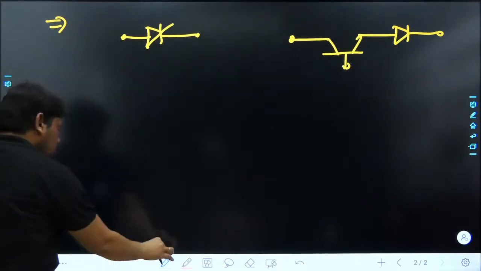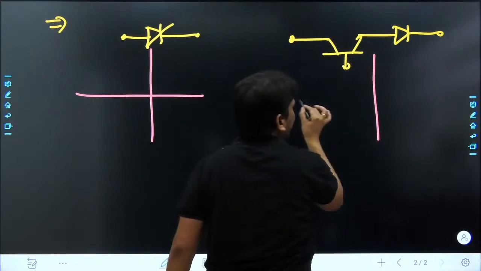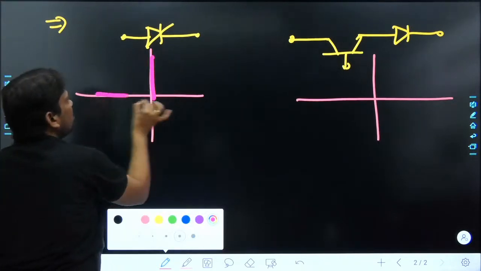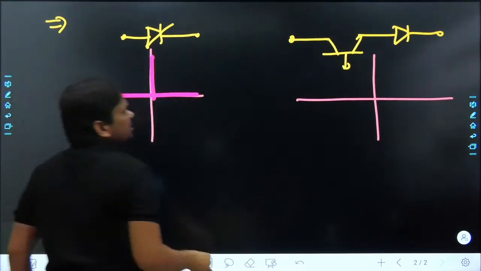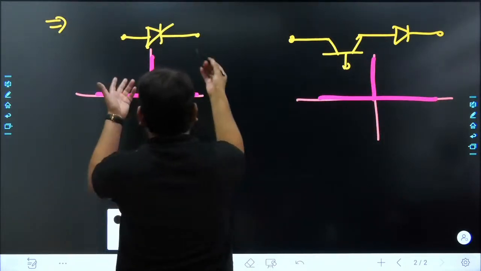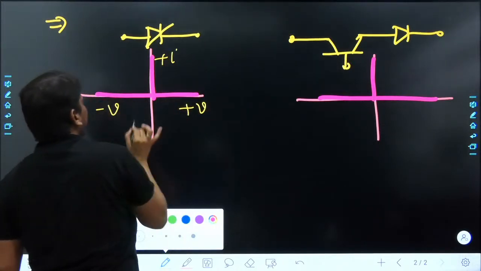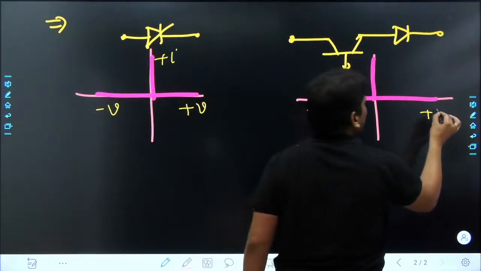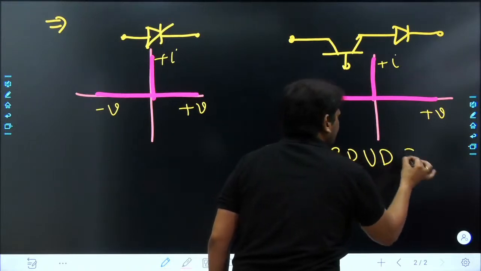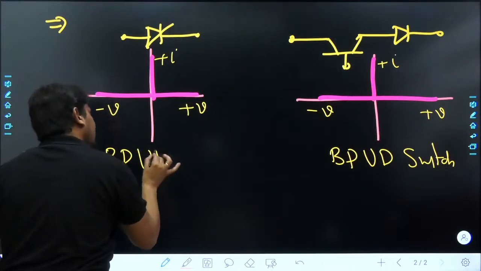Now, see the most important thing. The VI characteristic of the SCR and the VI characteristic of this switch module are absolutely the same, if you don't have any doubt. So this can block positive and negative voltage and can pass positive current. Here I want to write plus I, plus V, minus V. Here we can write minus V, plus V and plus I. So it is a bipolar unidirectional switch, and this is also a bipolar unidirectional switch.